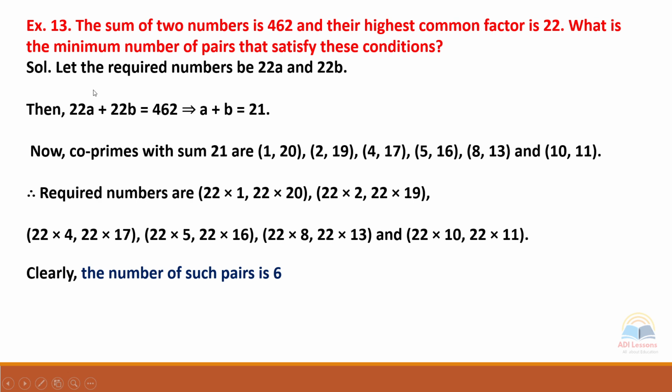So now co-primes with sum 21 are అంటే ఈ రెండు co-primesని యాడ్ చేస్తే 21 వచ్చే విధంగా ఉన్నటువంటి co-primes మనం 1, 20గా తీసుకోవచ్చు. అలాగనే 2, 19, 4, 17, 5, 16, 8, 13 అలాగనే 10, 11గా తీసుకోవచ్చు. సో రిక్వైర్డ్ నెంబర్స్ ఆర్ 22 into 1, 22 into 20 అలాగనే 22 into 2, 22 into 19, 22 into 4, 22 into 17, 22 into 5, 22 into 16, 22 into 10, 22 into 11.